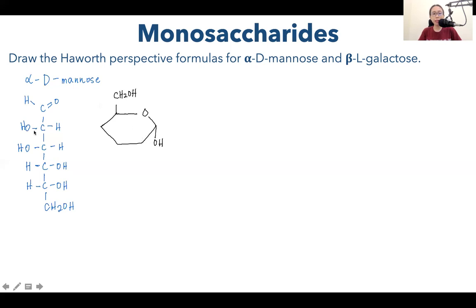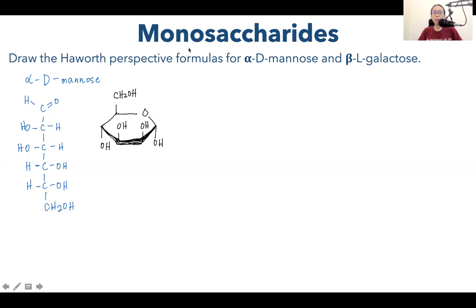And then the rest. For carbon 2, it's on the left side, so this should be pointing up. For carbon 3, pointing up. And for carbon 4, pointing down. So this is the Haworth perspective formula for alpha D mannose.